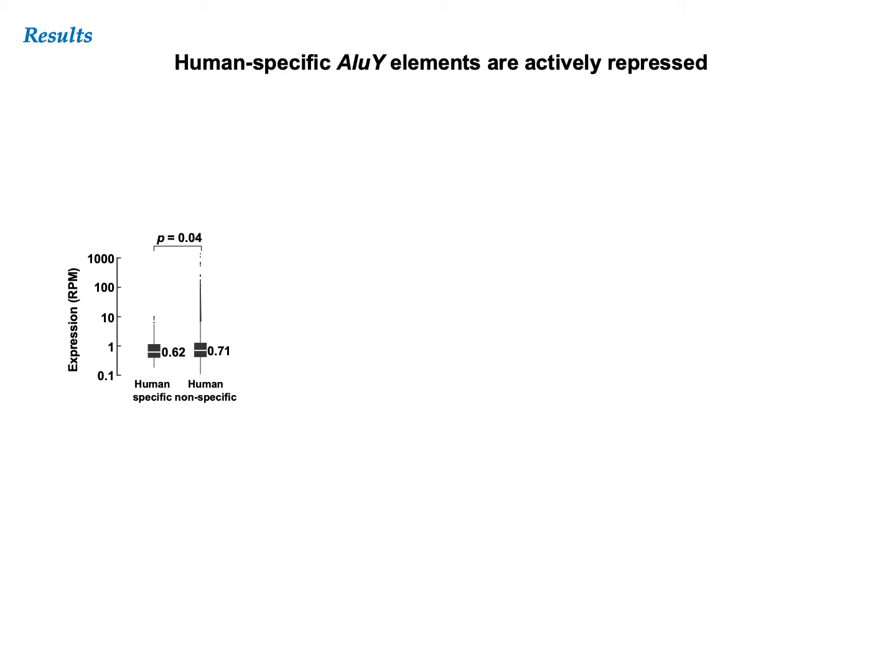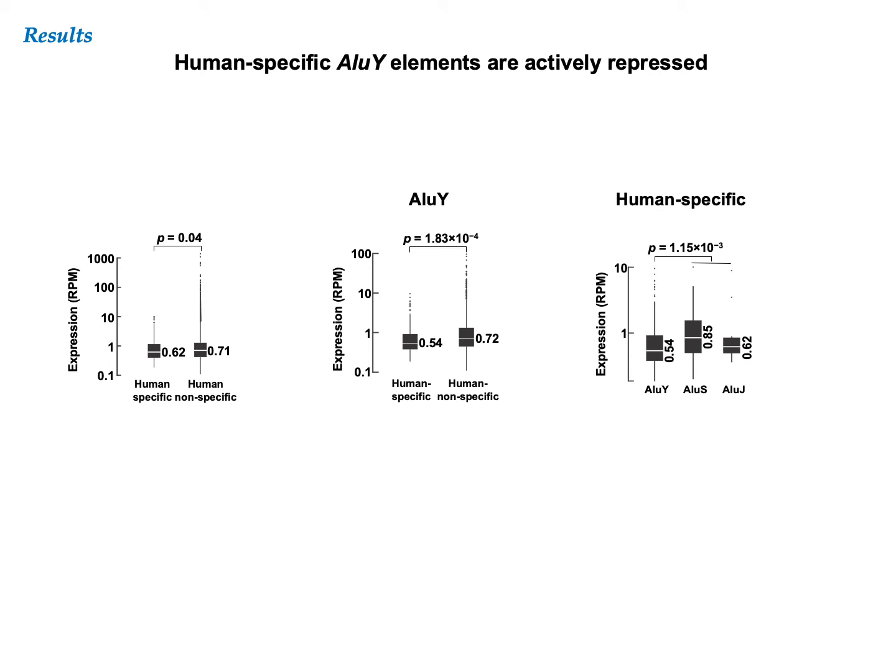The human-specific Alu elements are expressed at significantly lower levels than non-human specific Alu elements. Our results became more significant when we contrasted human-specific Alu-Ys against non-human specific Alu-Ys, or against human-specific Alu-S and Alu-J elements. These results indicate that although human-specific Alu elements are mostly from the Alu-Y family, these elements are expressed at low levels. Perhaps it is harmful for these young Alus to be expressed and mobile.